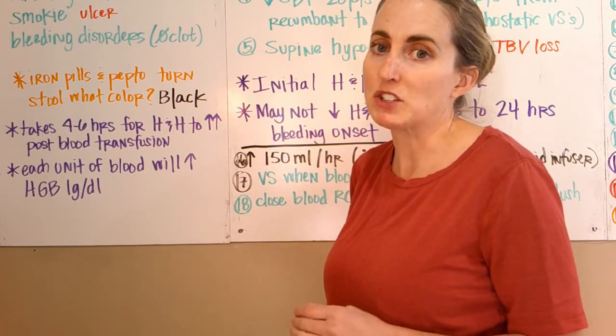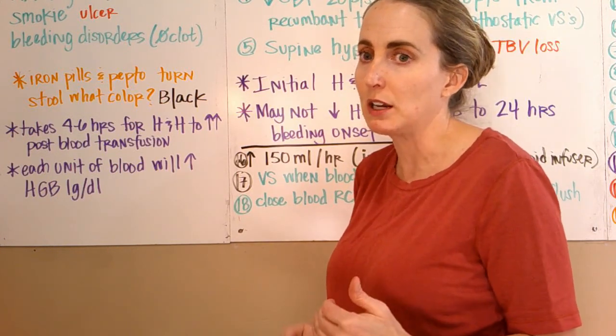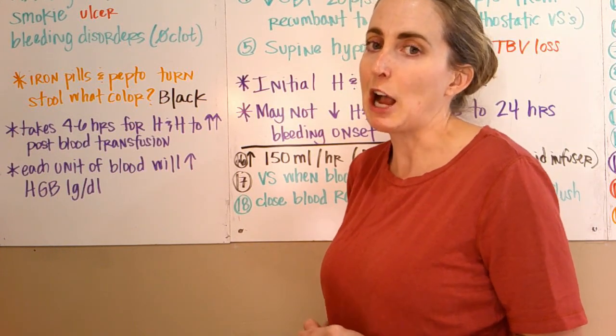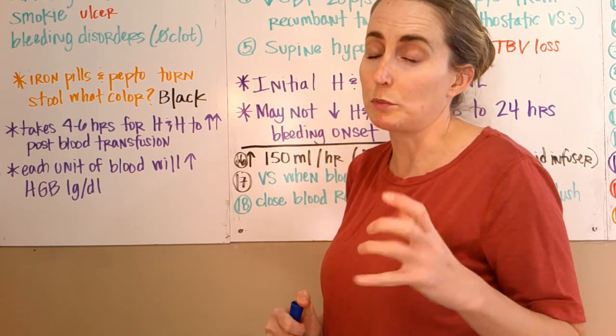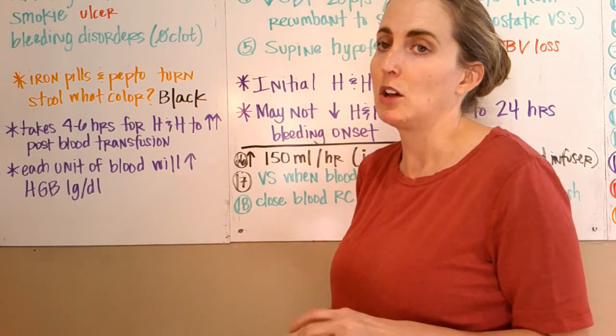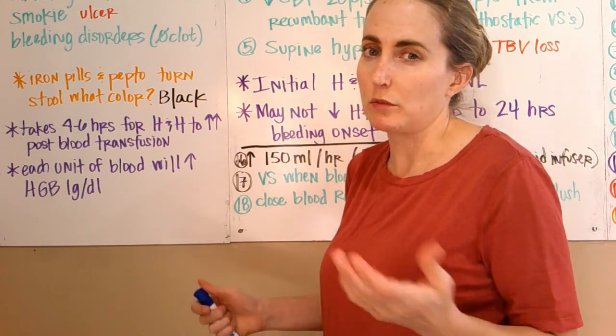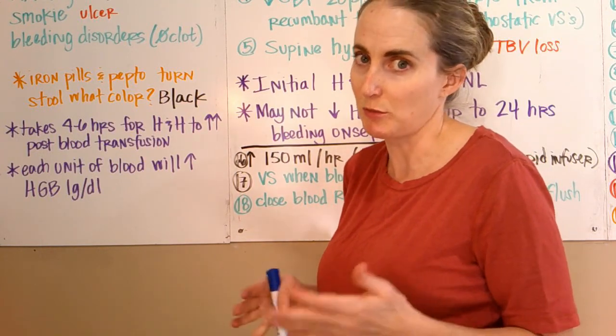And remember that we base transfusion off of hemoglobin and not hematocrit, because hematocrit doesn't necessarily tell us how many red blood cells we've got in our blood. It will deceive us, because if we're hemodiluted, we don't really know what our true hemoglobin count is. So they base transfusion off of just the hemoglobin.